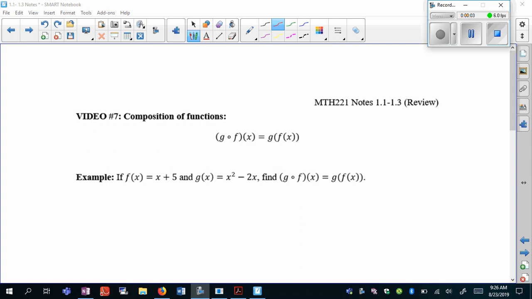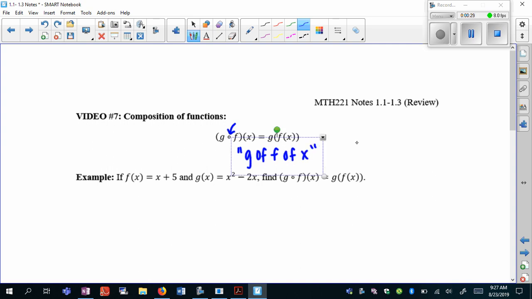In this video, we're going to look at compositions of functions. So a composition is a function of a function. For example, this little symbol here indicates that you're doing a composition, and this would be read as g of f of x. So I would read this as g of f of x.